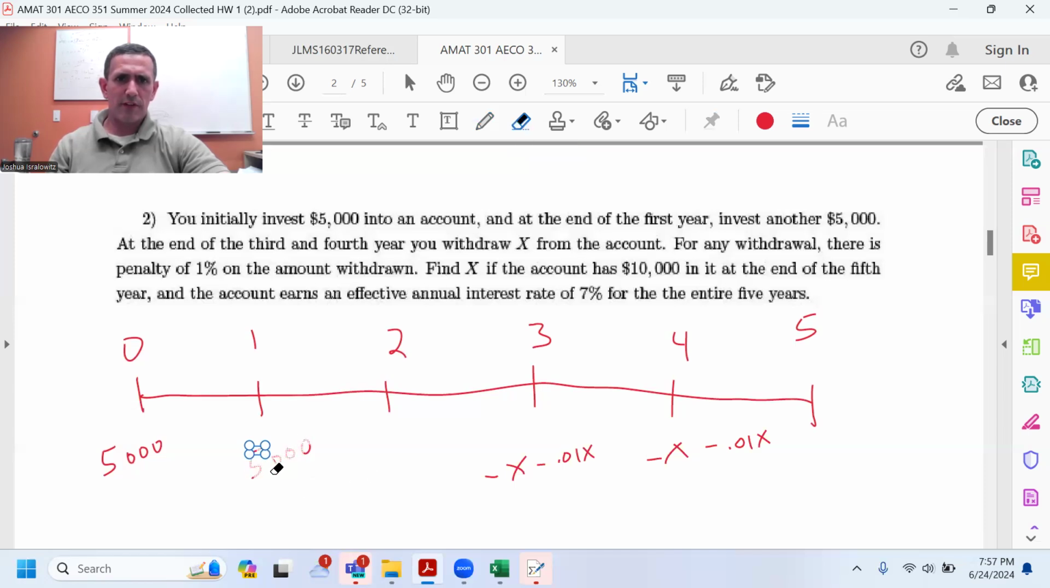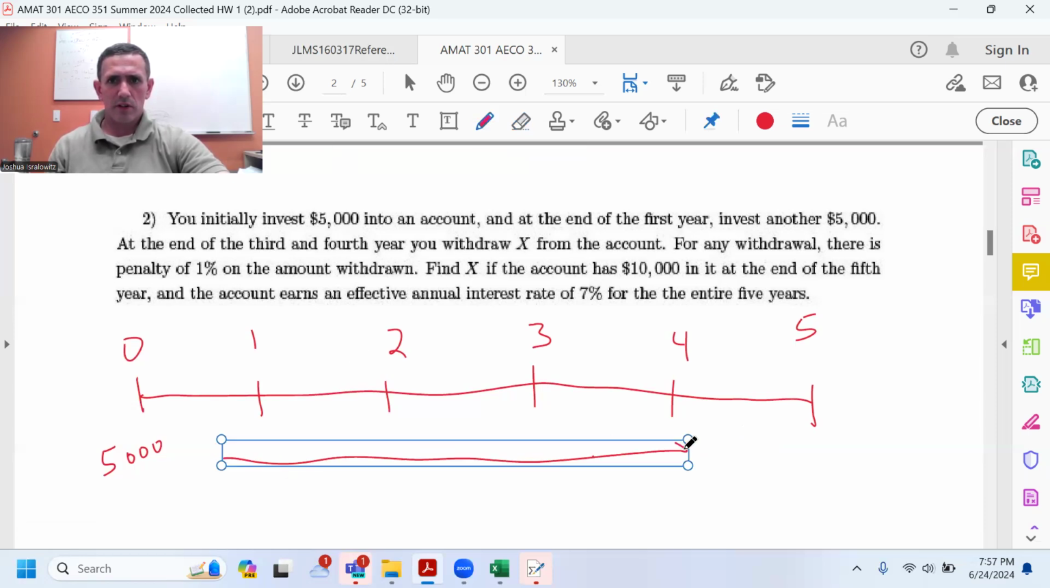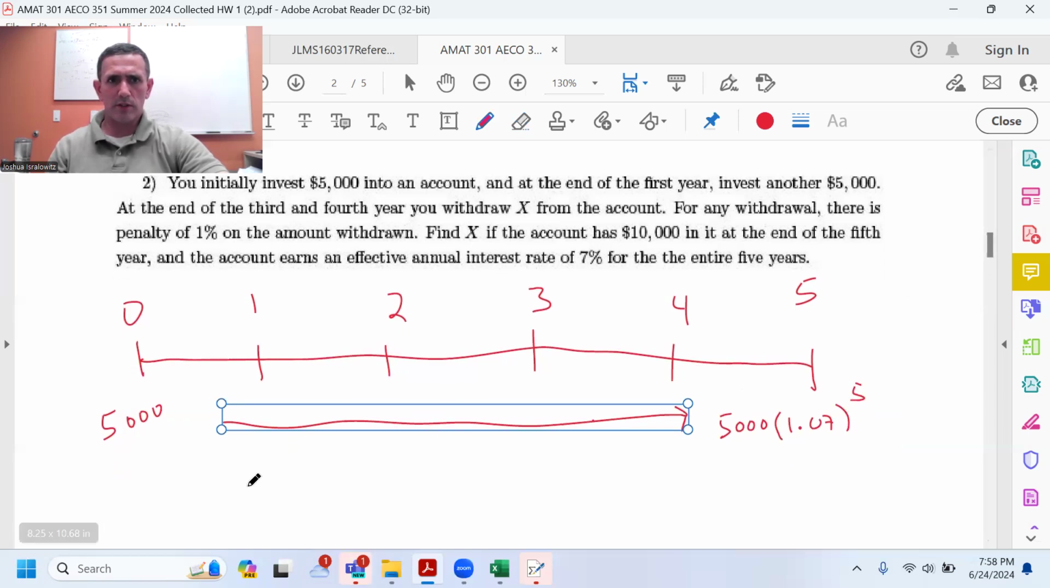So my first 5,000, we're going to ask the question, what does it do at the end? Or what does it accrue to after 5 years? Well, interest is 7%. So this accrues to 5,000 times 1.07 to the fifth. And if you don't need to do this, by all means, don't do it. It's a waste of time. But if you still want to do it like this, by all means, do it. I practically do this in my head, this kind of thing that I'm doing.